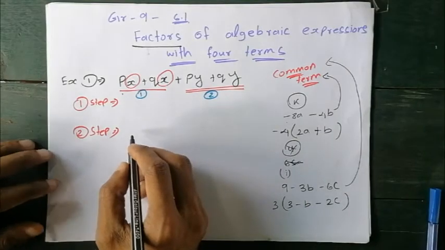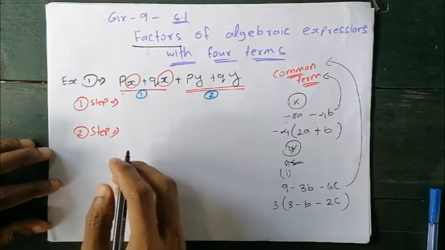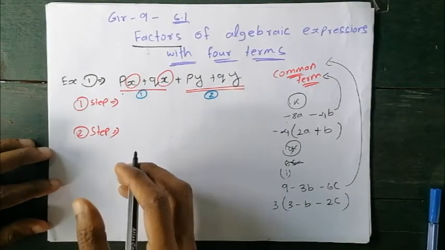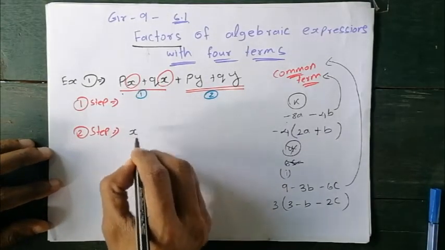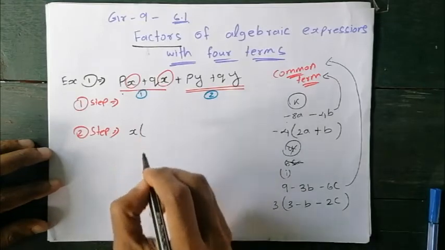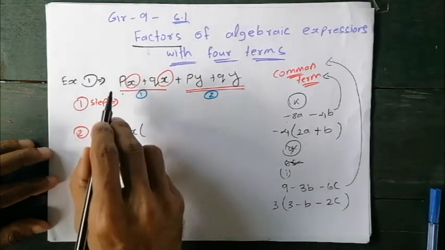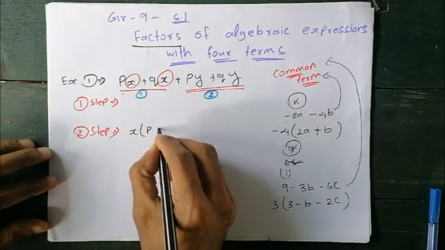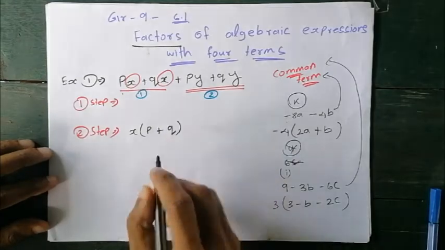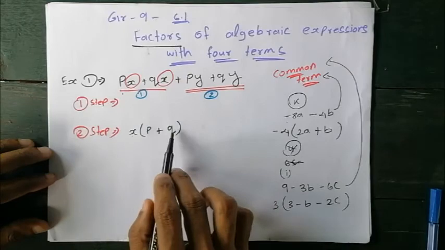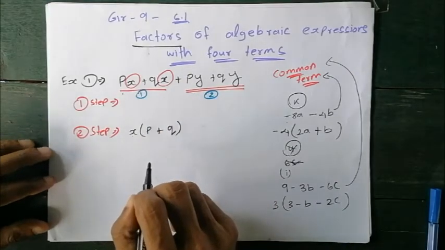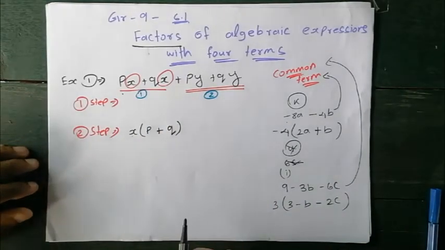So for the second step will be the answer, the starting of your answer. So we'll take out x as a common term. So the remaining are within the bracket. So what are the remaining? P plus q. If you multiply it, x into p, it's px, x into q, it's qx. Now I think you got the point.